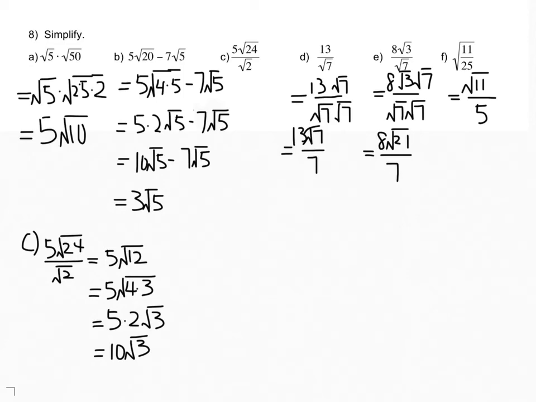Letter C, I have to write it down below. So immediately, square root of 24 divided by square root of 2, I can reduce that down to square root of 12. So I don't have anything at the denominators. So that's a good thing. Now, square root of 12, I can factor into square root of 4 times square root of 3. Square root of 4 equals to 2. So 5 times 2, that's 10. So the whole answer reduces down to 10 square root of 3.